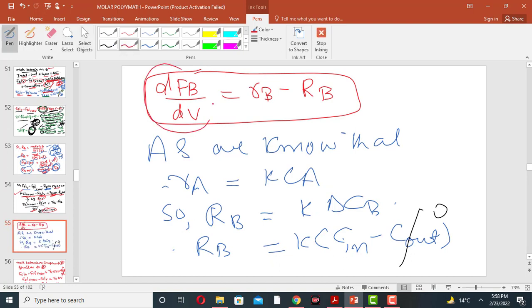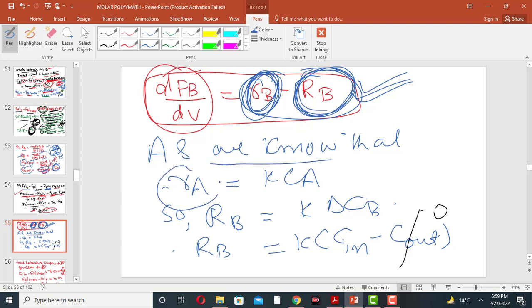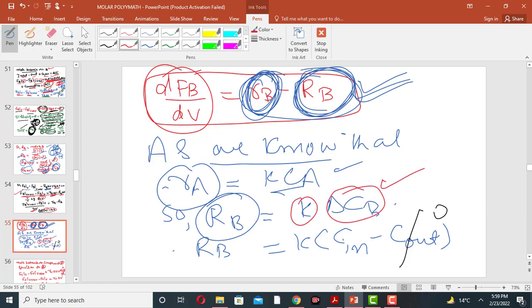So as delta V goes to 0, dFB divided by dV will be equal to RB, the rate of appearance of component B, minus the rate of disappearance of component B by diffusion through the side of the membrane, minus capital RB. As we know, minus RA is equal to k CA, we do know this from the rate law. So this is also a rate term that will be equal to k times the change in concentration of B.